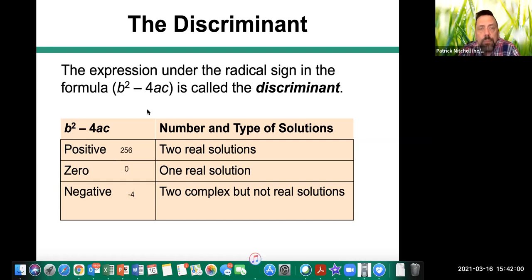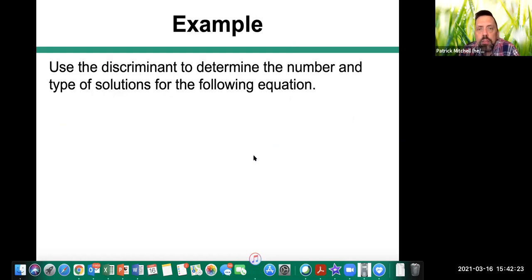So there will be times when you don't care exactly what the solutions are. You just want to know how many are there and what type are they. And if it's just asking you how many and what type, then all you have to look at is the discriminant. You don't have to do the whole quadratic formula. So let's do one example of that. Use the discriminant to determine the number and type of solutions for this equation. So going back to the tablet.